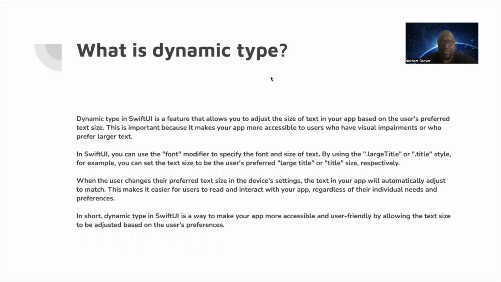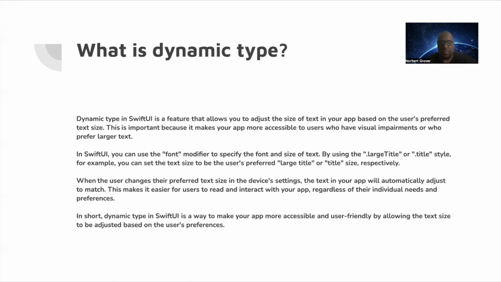Dynamic type in SwiftUI is a feature that allows you to adjust the size of text in your app based on the user's preference or preferred size. This is important because it makes your app more accessible to users who have visual impairments or who prefer larger text. In SwiftUI, you can use the font modifier to specify the font and size by using .largeTitle and .title styles. For example, you can set the text size to the user's preferred large title or title size respectively. And I'm going to show you how to do this.